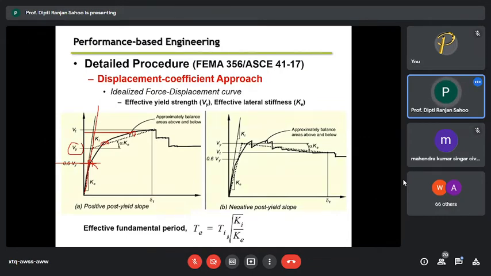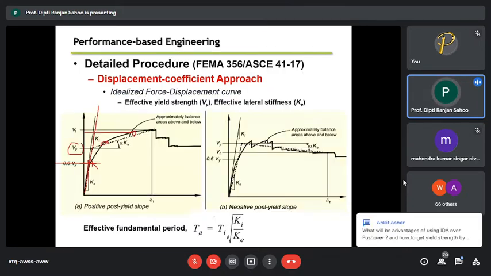Now, how to cut this? Sometimes you have to see what is the area you are losing here, or what is the area increasing here. So in a sense, it gives you the equivalent stiffness, and it also gives the equivalent fundamental period, following some equations, for example, like this.